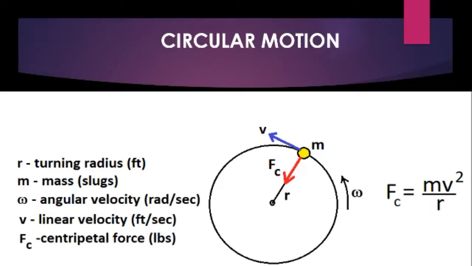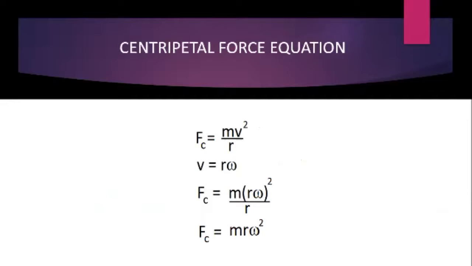The centripetal force is equal to the mass of the object times the linear velocity squared divided by the turning radius r. Due to difficulty measuring the linear velocity, this equation is modified for experimental simplicity. In circular motion, the linear velocity v can be calculated by multiplying the turning radius r times the angular velocity omega.